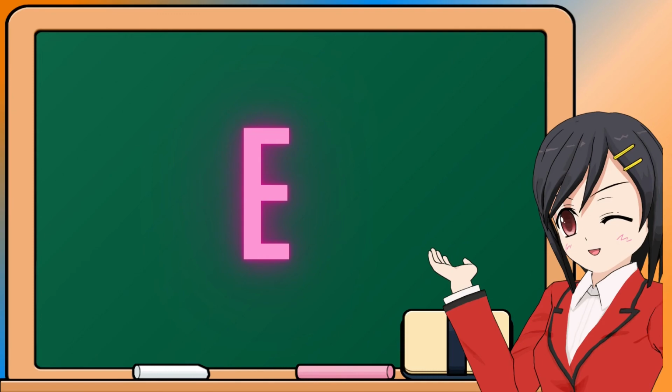What letter is this again, children? Very good. This is letter E. Again, E. One more time, E. And what's the sound of E? E, E, E, E. Okay, very good, children.